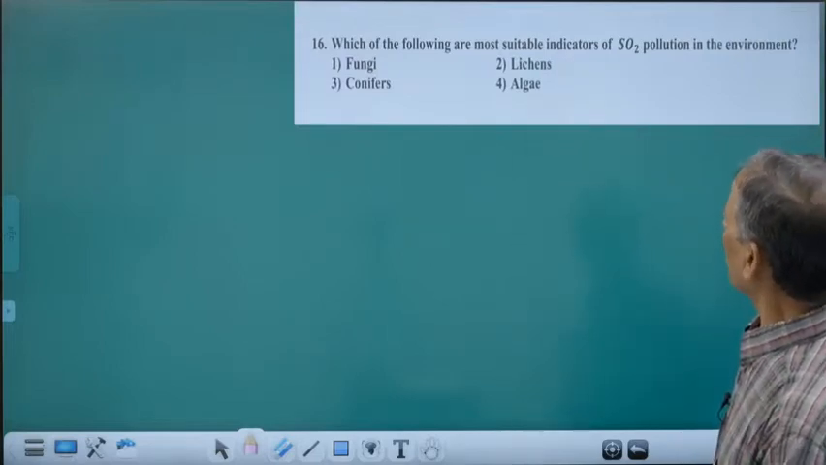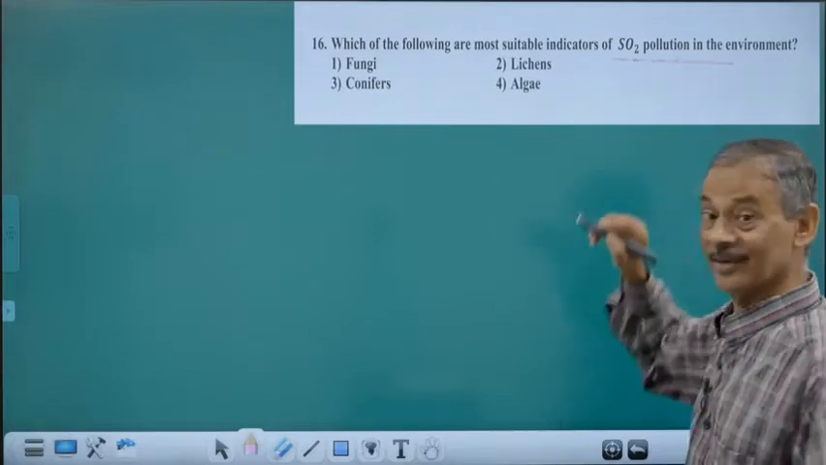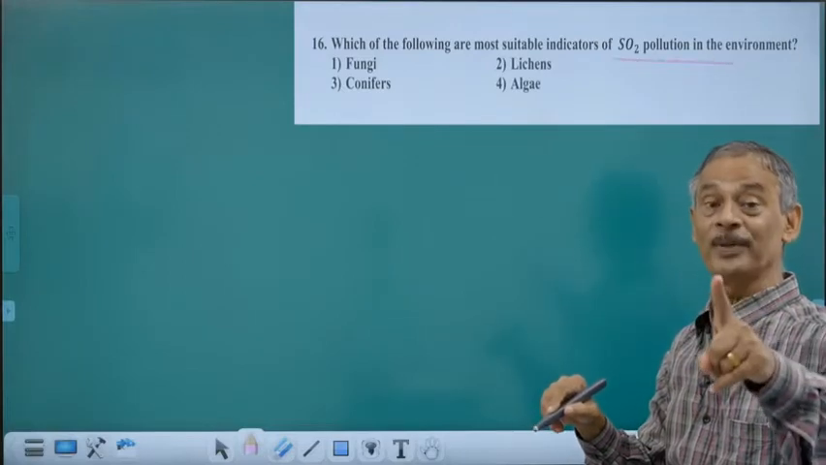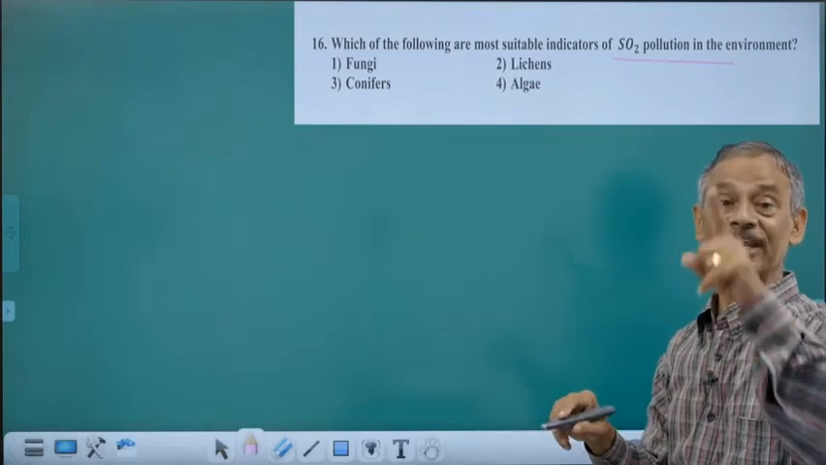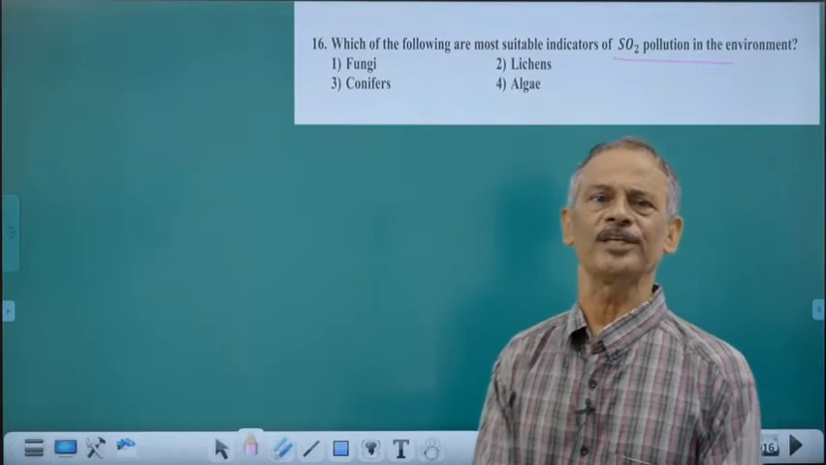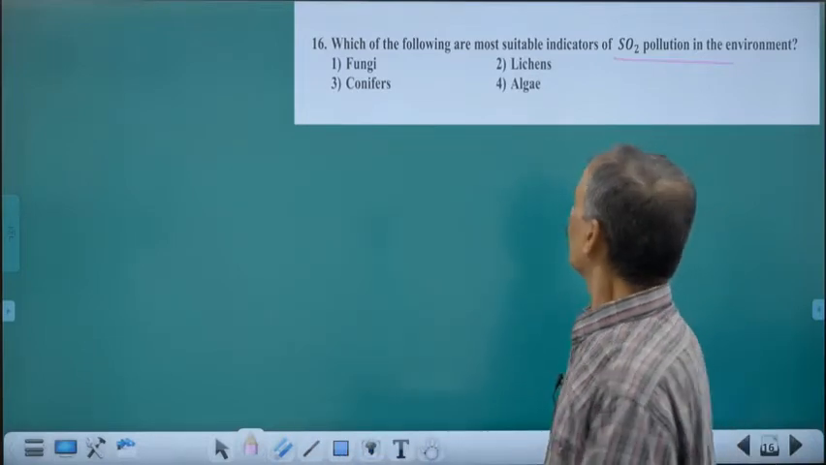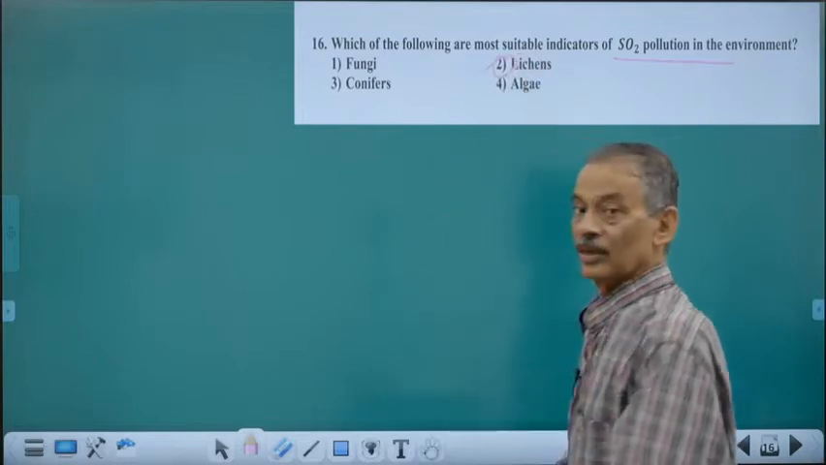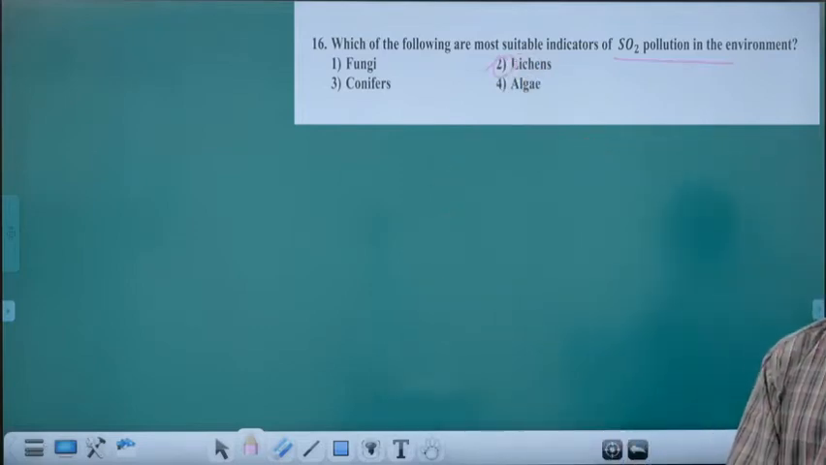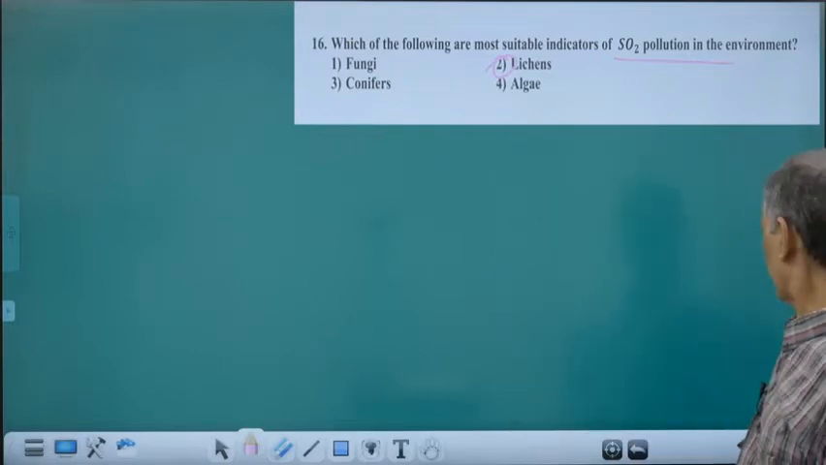Which of the following is the most suitable indicator of sulfur dioxide pollution? Lichens cannot be seen in an area which is polluted. That is why they are known as pollution indicators. They are highly sensitive to sulfur dioxide. So lichens cannot grow in water or air that is contaminated with sulfur dioxide. Clear?